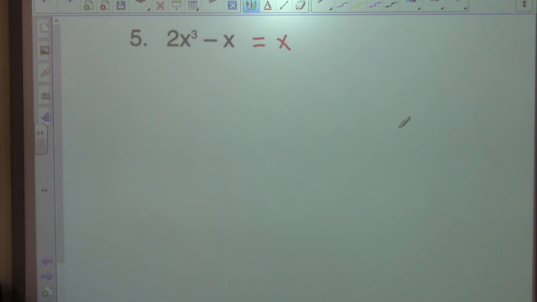Is that going to be the totality of what our greatest common factor is here? Yeah, because we don't have any numbers in common here, do we? So the x is between those two, that's all we have to work with. And so now, what times x is 2x cubed? 2x squared. Yeah, so 2x squared. And then what times x is negative x? Negative 1.